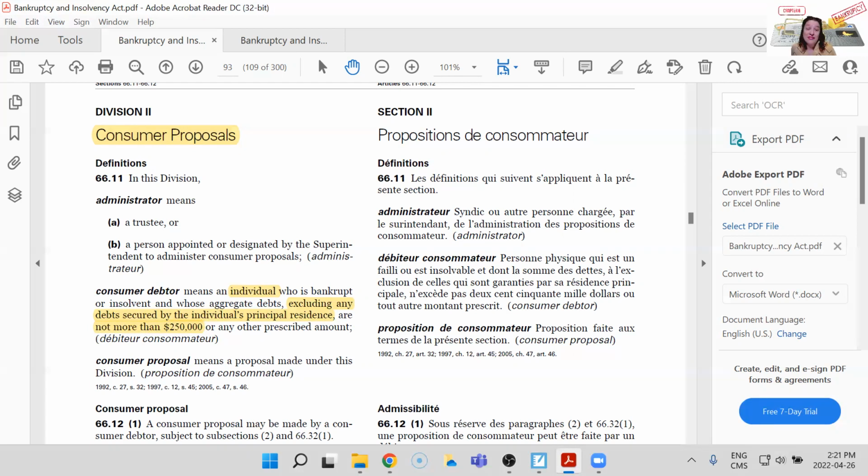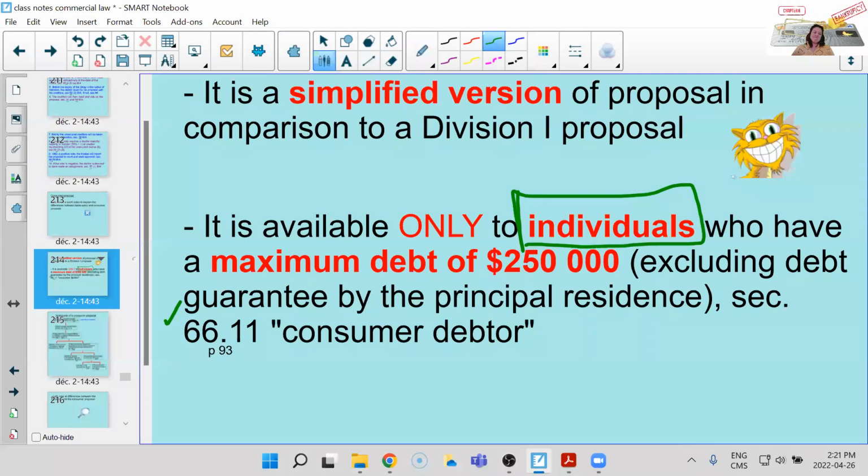You haven't done your Civil 5 class yet, so it's a little bit normal that you don't know what a secured debt is. I'm going to try to make it very simple for you. Don't worry, you'll have a very simple explanation. Once you get to Civil 5, you'll see that secured debt is far more complicated than what it actually is. So here it says an individual has a maximum debt of $250,000, excluding debt guaranteed by the principal residence.